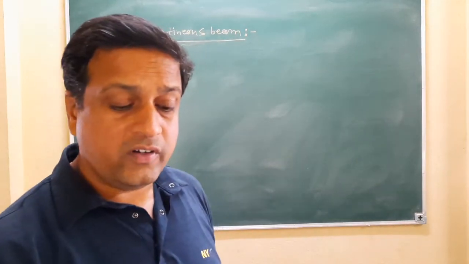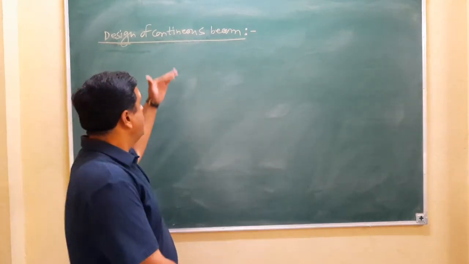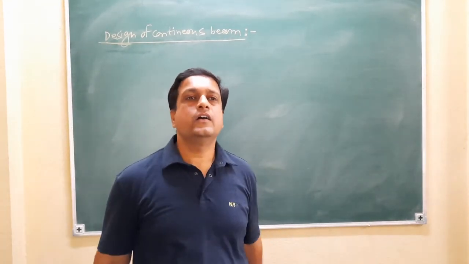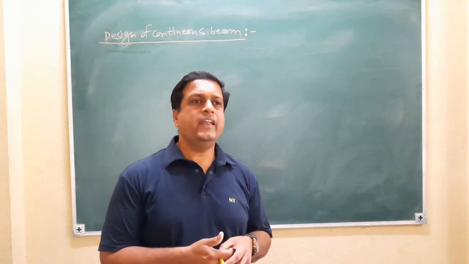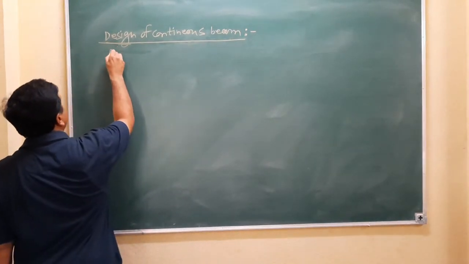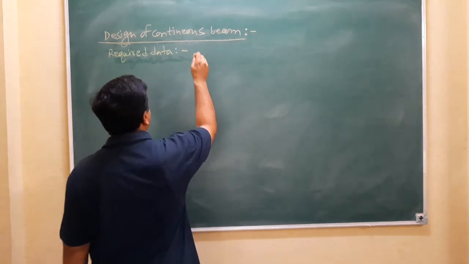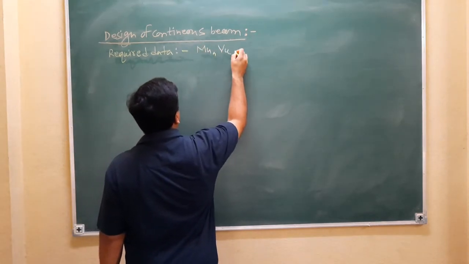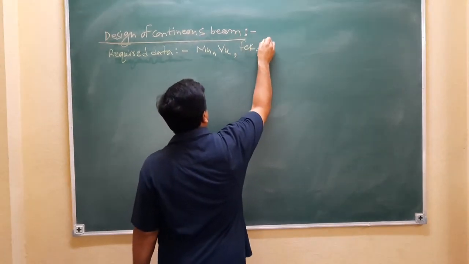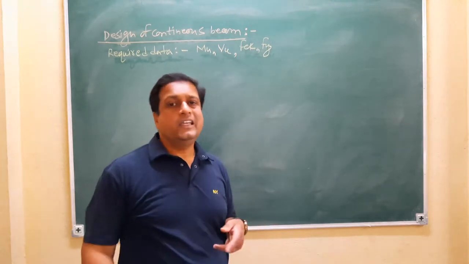Now I want to tell you how to design the continuous beam. What are the different steps you have to follow for design of a continuous beam, that I want to tell you now. Design of a continuous beam is nothing but finding the dimensions, finding the longitudinal steel for bending moment, and finding the shear reinforcement. That's it. Now what is the main required data? The required data is ultimate bending moment and ultimate shear force, fck and fy. These are material properties: fck is the characteristic compressive strength of concrete, and fy is the yield stress of steel.